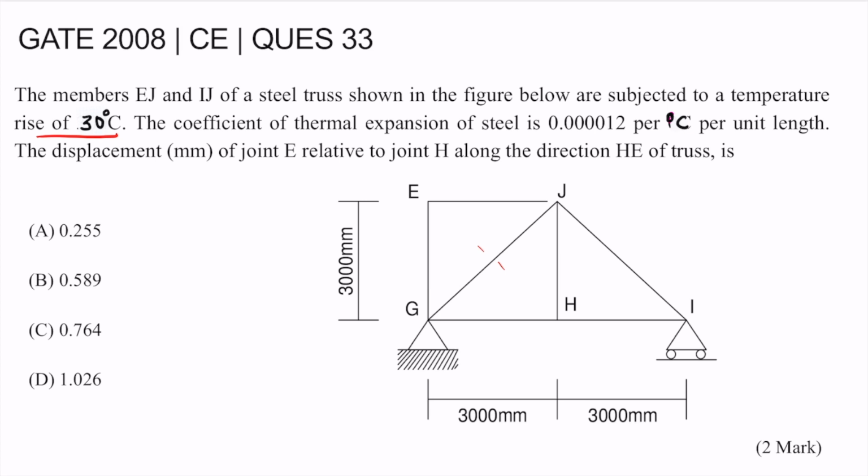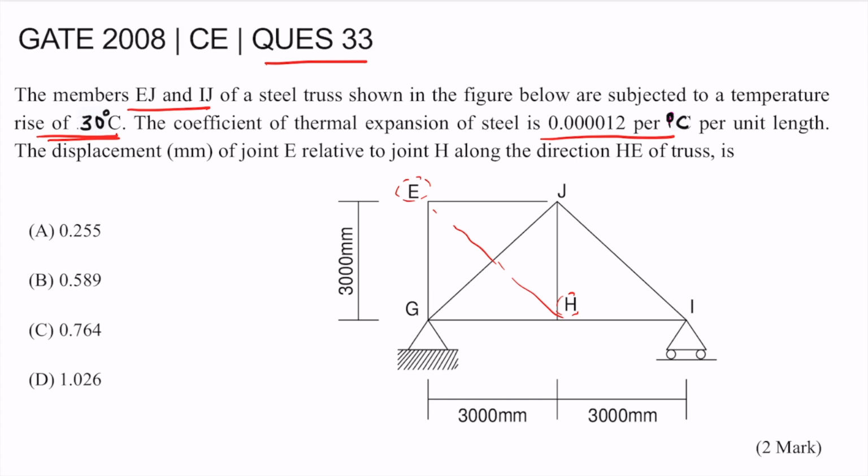Hello everyone, so today I'll be discussing question number 33 of GATE 2008. The members EJ and IJ of a steel truss shown in the figure below are subjected to a temperature rise of 30 degrees Celsius. The coefficient of thermal expansion of steel is given. The displacement of joint E relative to H along the direction HE of the truss is.